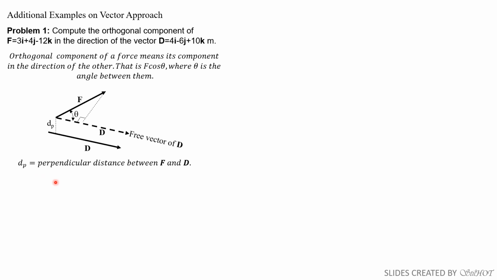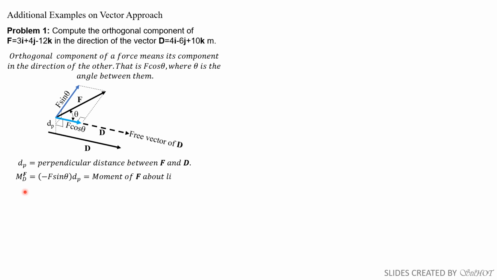In the last problem, we'll have to compute for perpendicular distance between two vectors. So this is the orthogonal component F cosine theta, and the other component is used to compute this perpendicular distance, which is F sine theta. So F sine theta is perpendicular to d sub d, and this orthogonal component of the force is also perpendicular to d sub d.